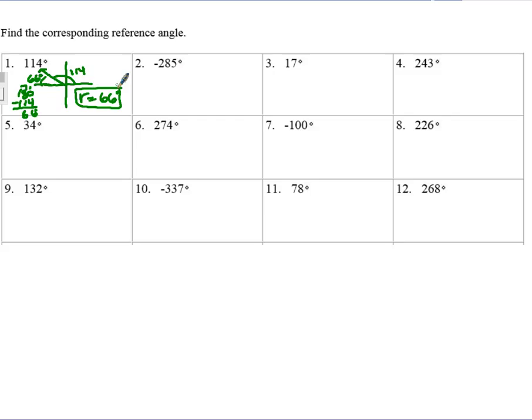If you just have 66 written, that's not showing me that you're really thinking about it. And this, I know it seems like a lot of practice, but you need it. Just draw the sketch. Negative, okay, let's see, negative 270 would be right here. And then 285, well, that's 15 past right there. So how much more would I need? Okay, so think about it carefully and figure out what the reference angles are.